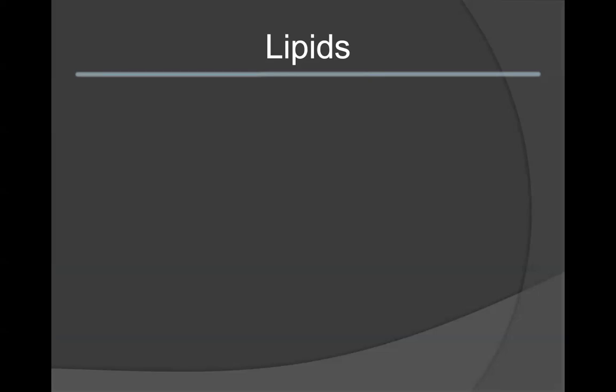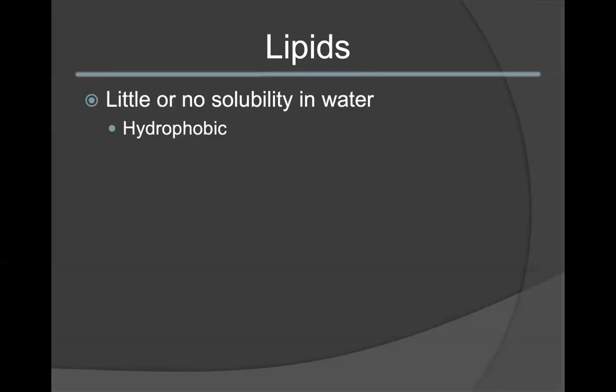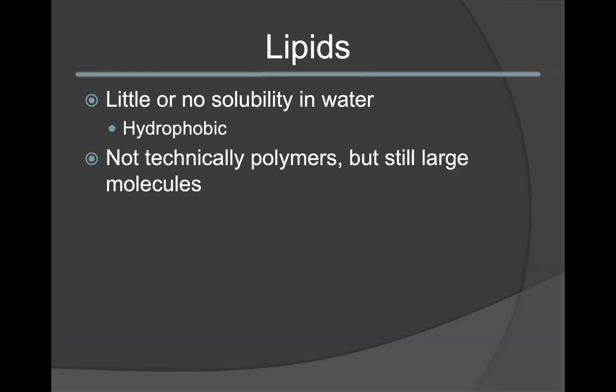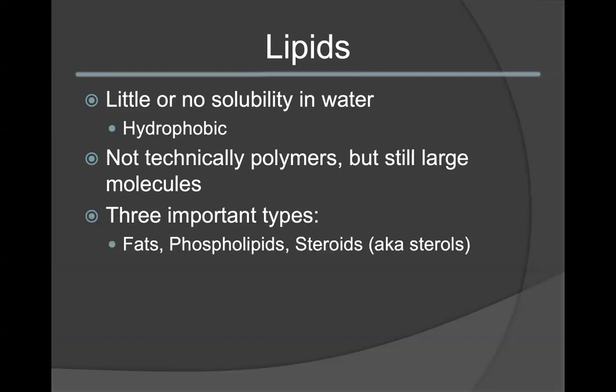Now I'd like to introduce you to the second group of macromolecules that we will be discussing in this lecture, lipids. Lipids are considered to be your fats. Fats have little or no solubility in water. They are considered to be hydrophobic. Technically speaking, they're not considered to be true polymers, but they are still macromolecules made up of smaller monomer units. There are three main types of lipids that we will discuss.